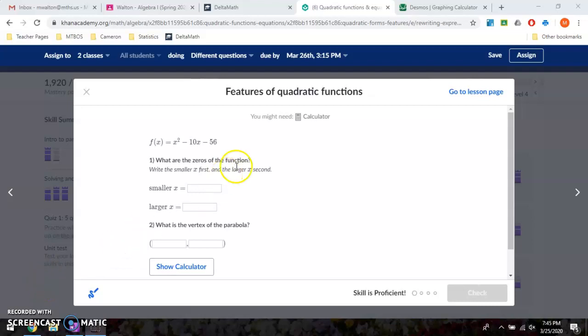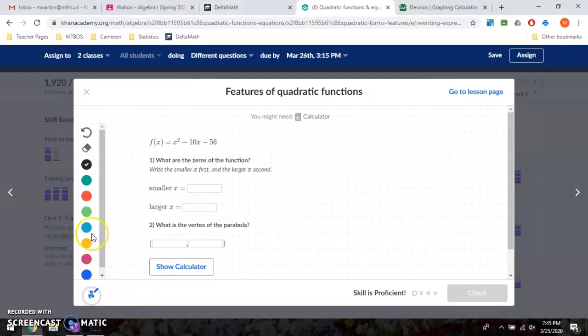Hey friends, I just wanted to go over the first Khan Academy exercise for today, the one on features of quadratic functions. Looking at this, we have a parabola, a function of a parabola, and we are asked to come up with a bunch of different information about it. So what are these questions asking?